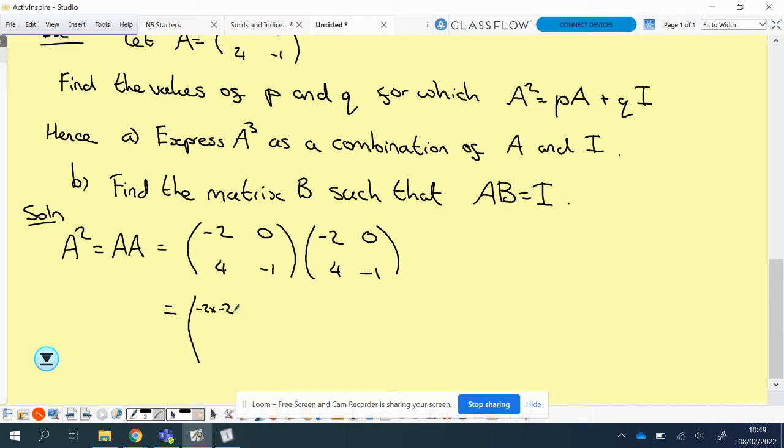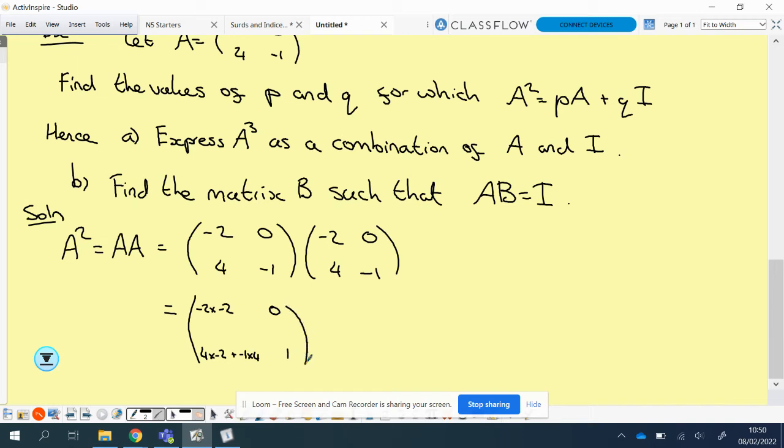Next, first row times the second column, so -2 times 0, that's 0. Then I'm going to add 0 times -1, that's also 0, so that's just 0 there. Then second row times the first column, so 4 times -2, and then I'm going to add -1 times 4. And then second row with the second column, so 4 times 0 is 0, -1 times -1 is just 1.